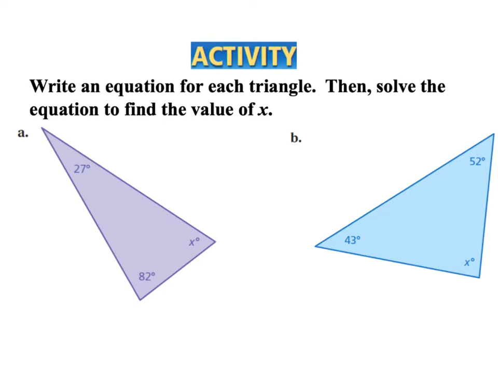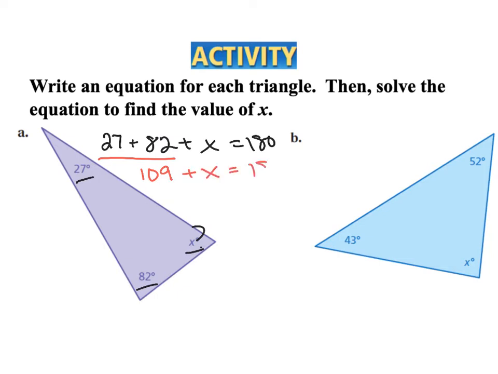First activity is we're going to do the 3 angles of a triangle. So if we add all 3 angles together, we should get 180 degrees. So for the purple triangle, it would be 27 plus 82 plus x, because we don't know what that one is. That's our variable. So the first thing I'm going to do is put those 2 angles together, which would give me 109 degrees, plus x equals 180.